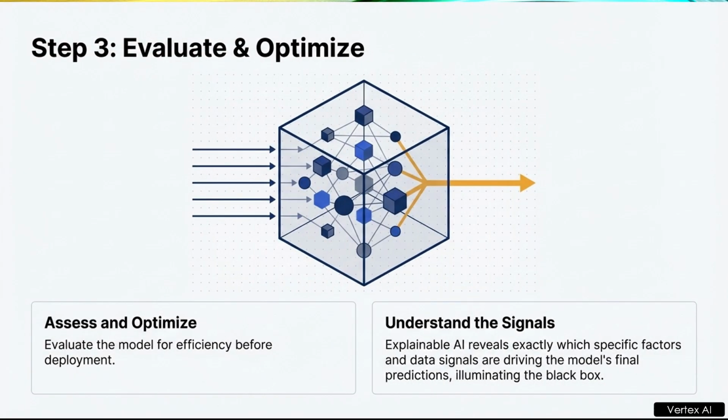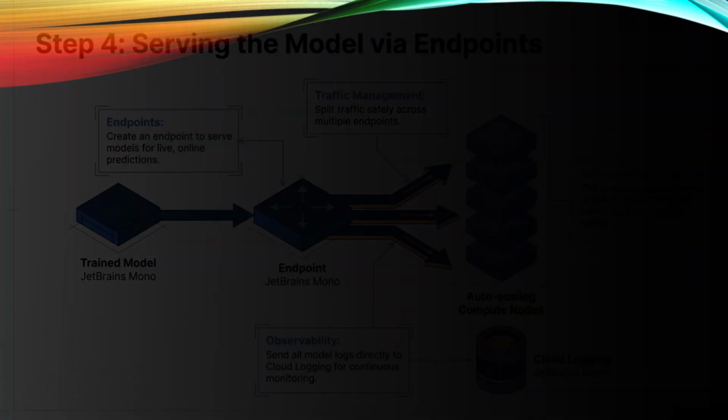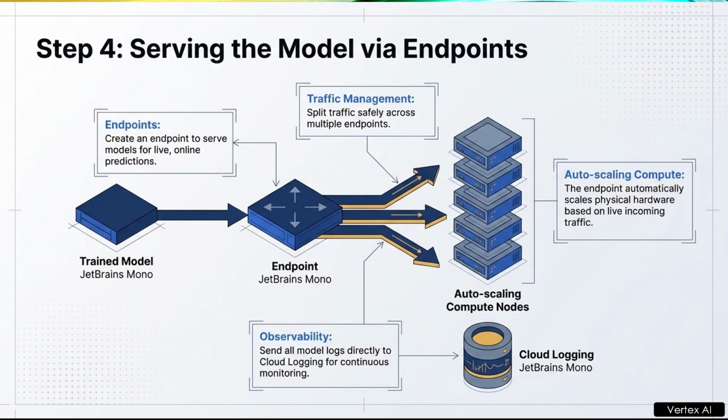Moving to slide 9, step 3, evaluate and optimize. This focuses on pre-deployment validation. Yes, it assesses overall model efficiency. Crucially, it utilizes explainable AI to reveal the exact data signals that are driving the predictions. So it eliminates the traditional black box problem entirely. Exactly. You see the exact factors influencing the output before you ever go live.